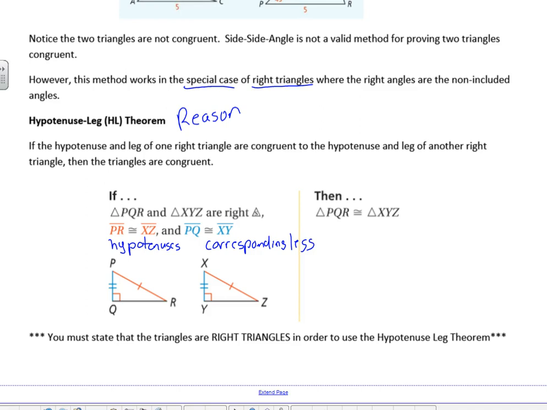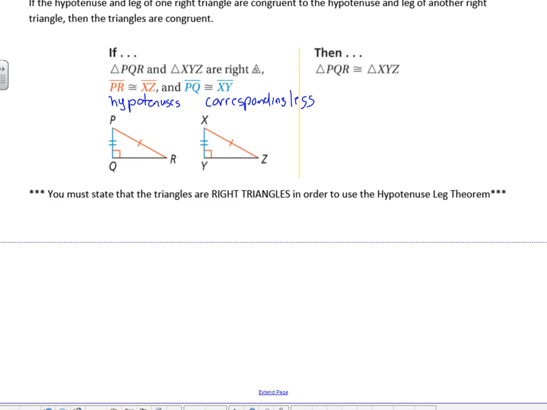One of the big things, which is starred down here, is that we must state that the triangles are right triangles in order to use the hypotenuse leg theorem. That has to show up as a statement in the proof. We'll do some examples in a little bit, and I'll show you how we're going to do that.